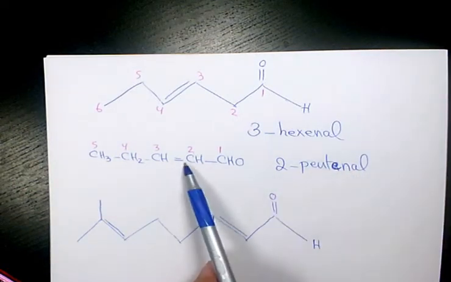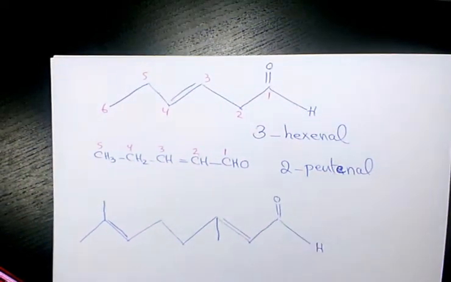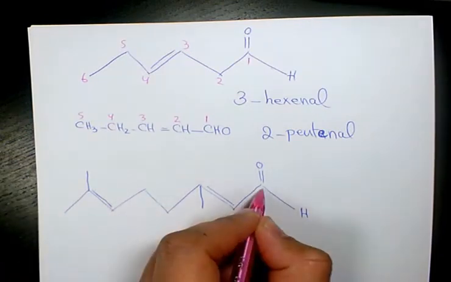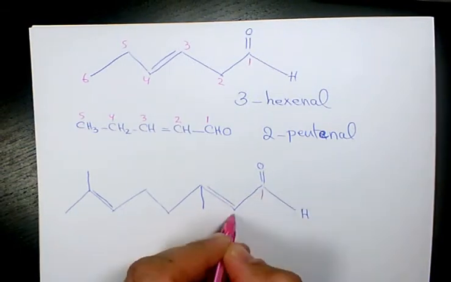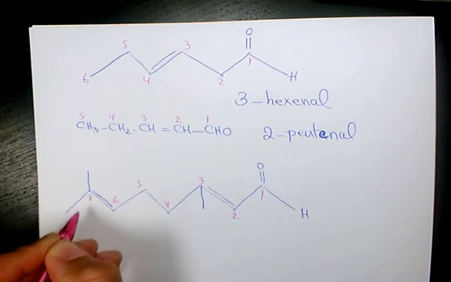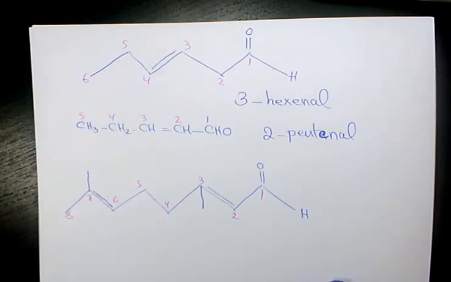Again, E because we have a double bond, 2-pentanol. Here it's a little bit more complicated. Again, we have an aldehyde, so we start numbering them. 1, 2, 3, 4, 5, 6, 7, 8. So we have 2 methyl groups on 3 and 7, and we have double bonds on 2 and 6.